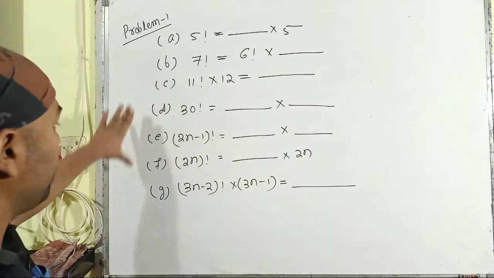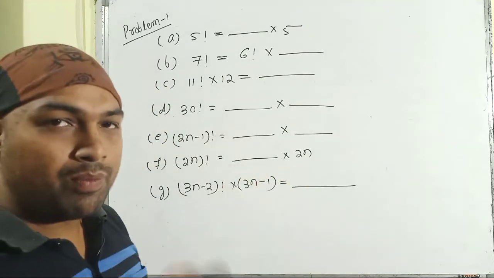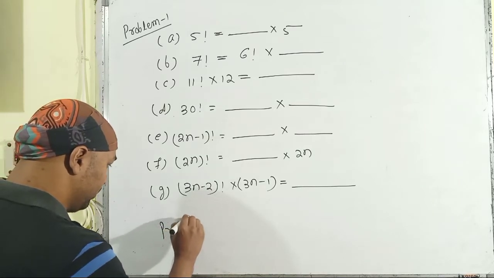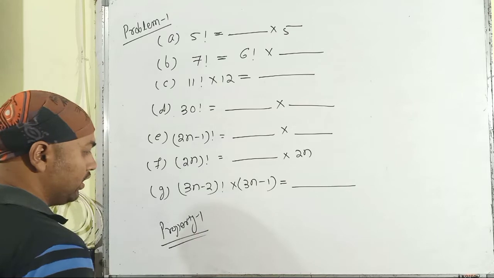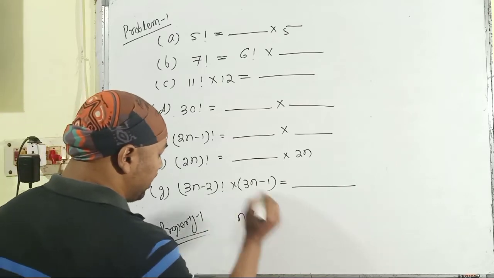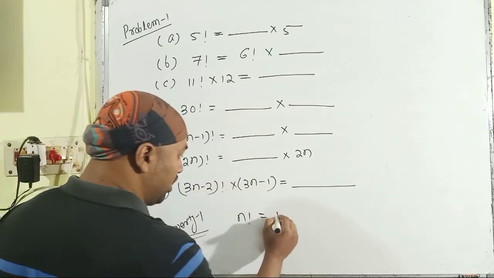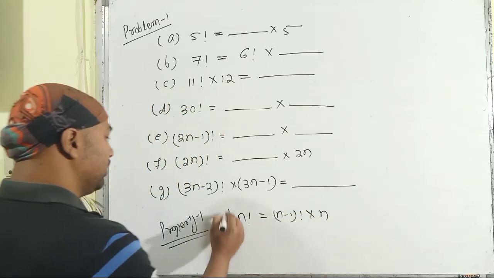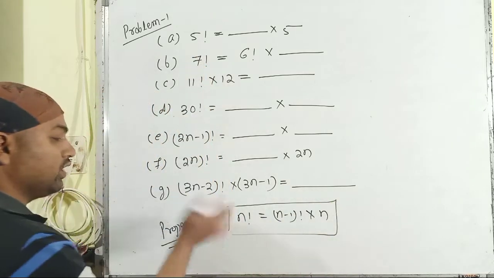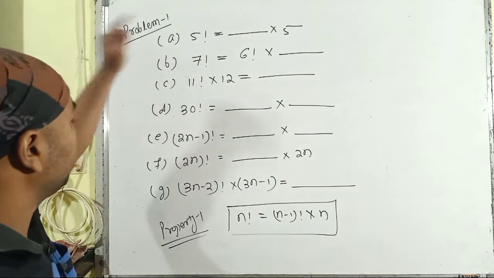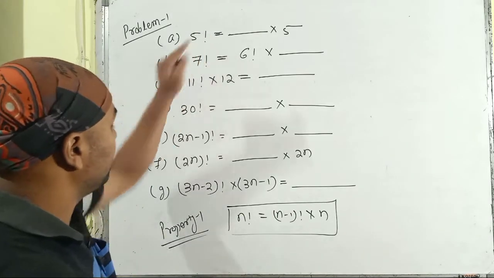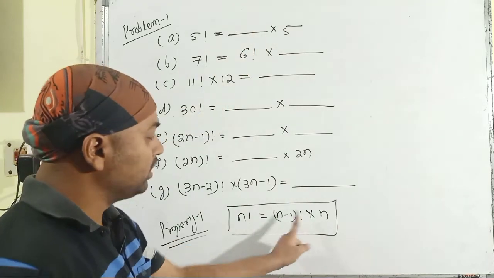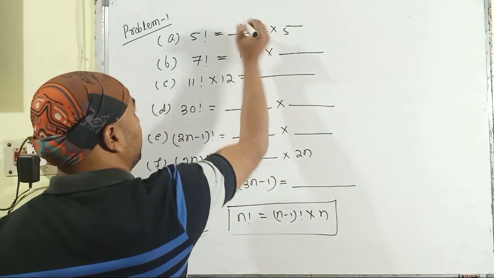To solve problem number 1, we have to go through property number 1. Property 1 tells us that n factorial can be expressed as the multiplication of factorial of n minus 1 with the number n, and all of the problems are based upon this property. Starting from the first bit, 5 factorial can be expressed as the multiplication of 5 and the factorial of its previous term, that means 4 factorial.